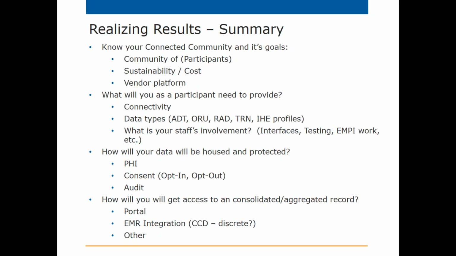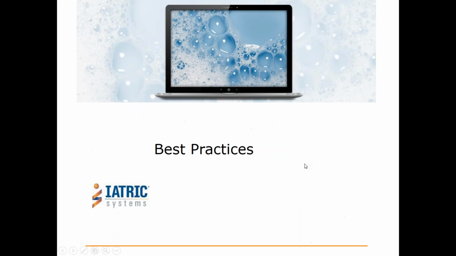And how will you get access to the consolidated aggregated record? Are they going to send you back a document? Can I consume that discretely, or is it just viewable in my EHR? Is it a portal that a provider has to log onto and look at that information, or can they provide other means of getting that data back, such as HL7 messaging or something like that?